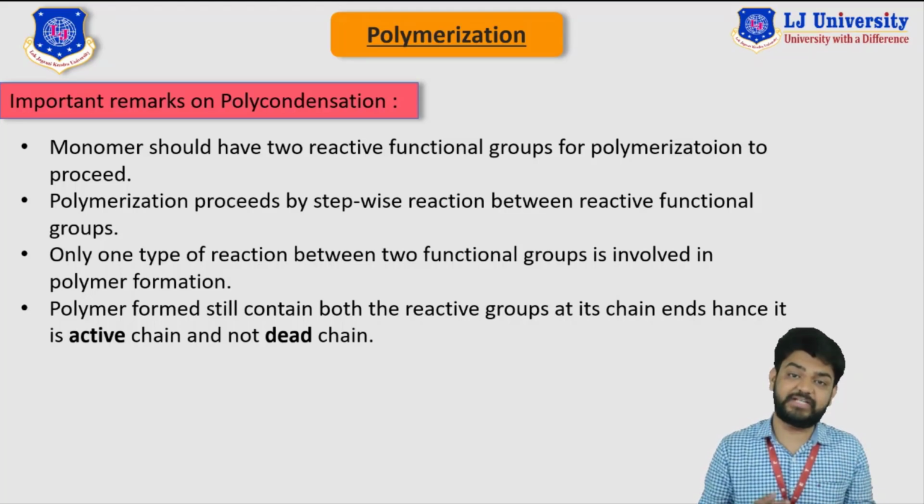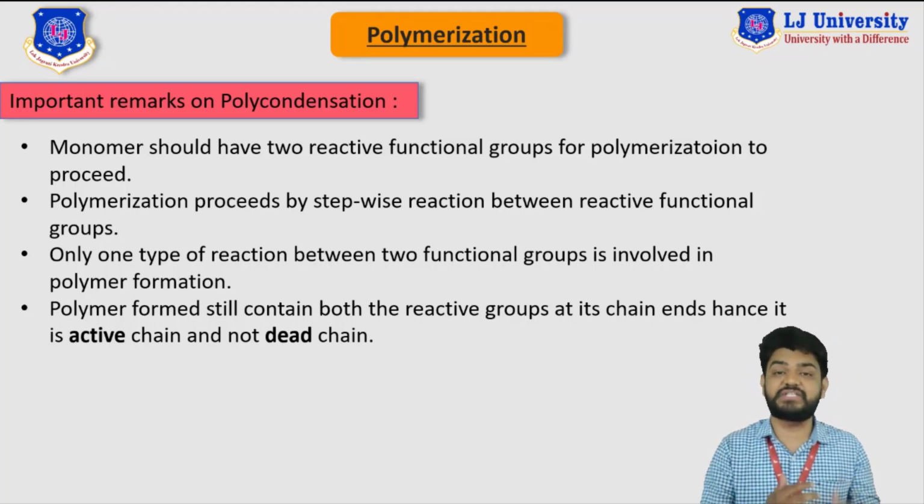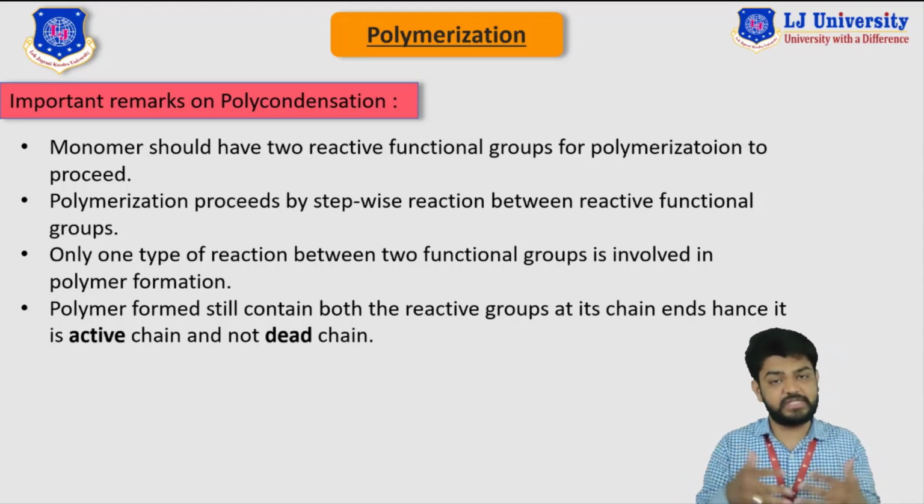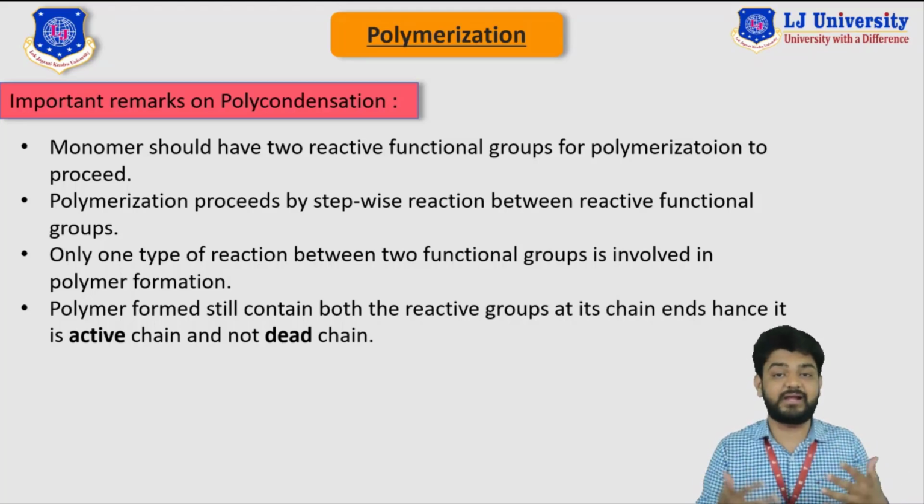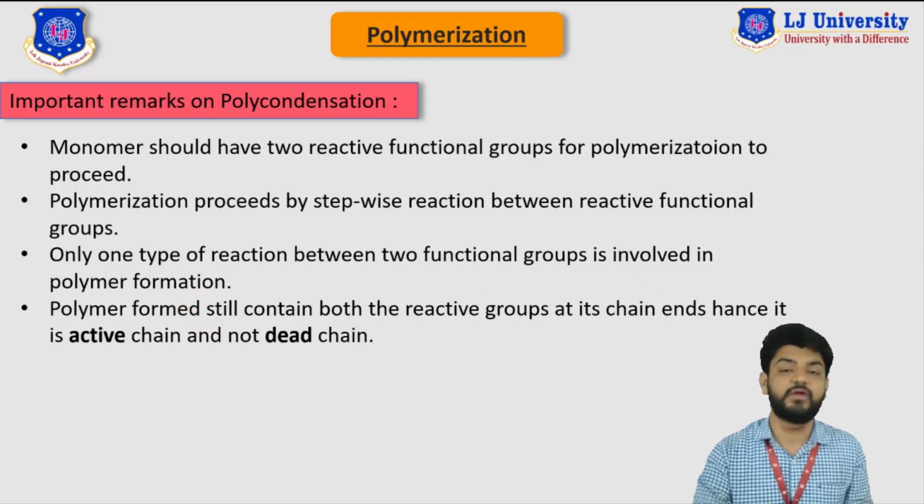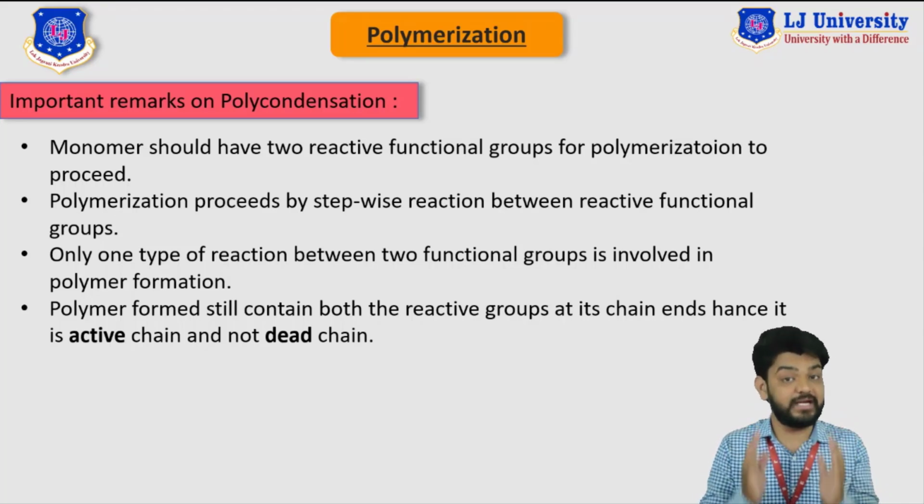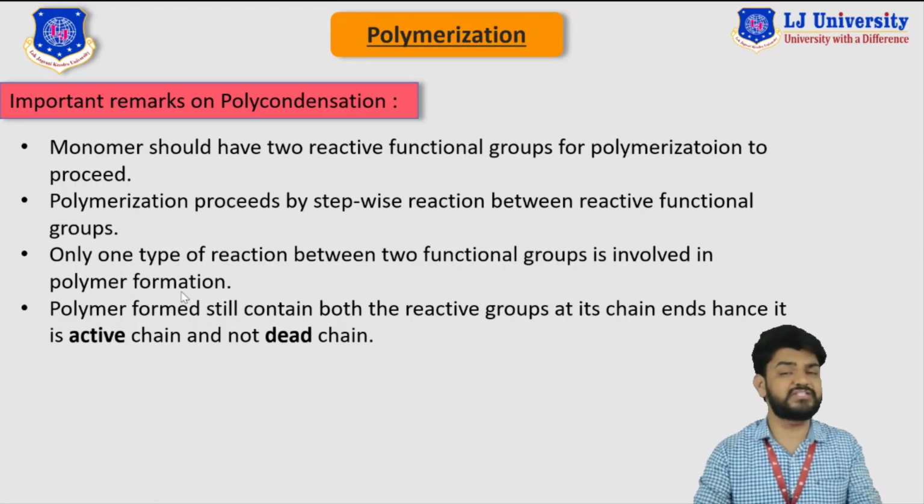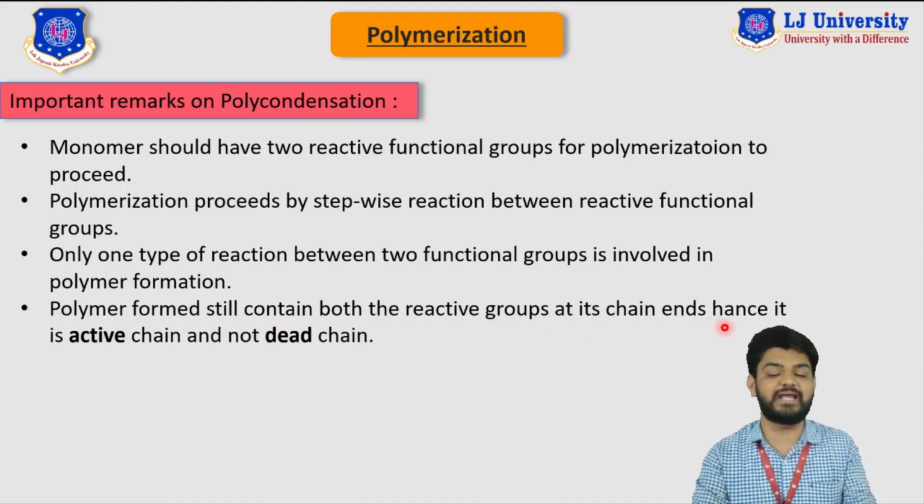So this polymerization technique, specifically polycondensation, is a stepwise process, right? So when two functional groups, either COOH, OH, or amine, are combined together, they condense together in a stepwise manner. The third important point is that only one type of reaction between two functional groups is involved in the polymer formation. So only one single type of reaction is allowed in the polycondensation. Here that reaction is the condensation reaction. Now the last important point is that the polymer formed still contains reactive groups at its end.